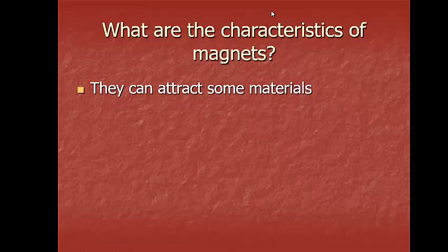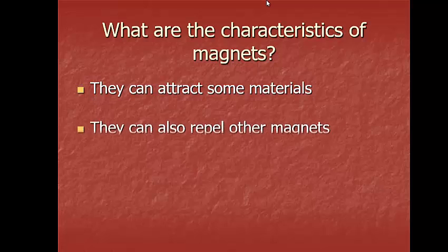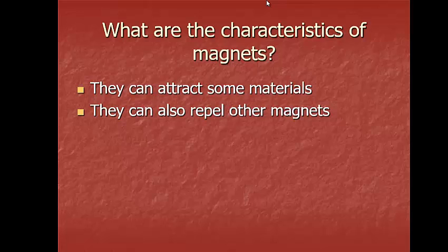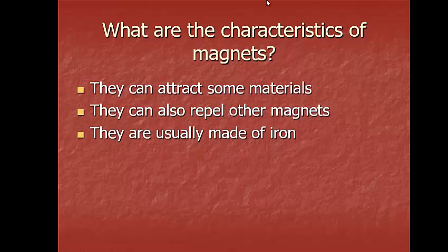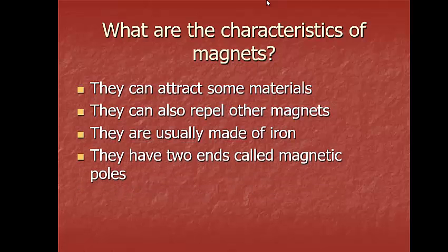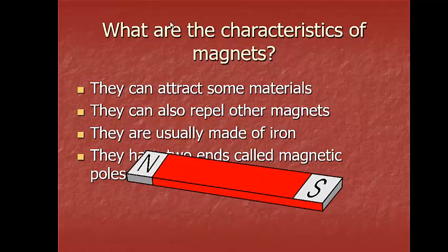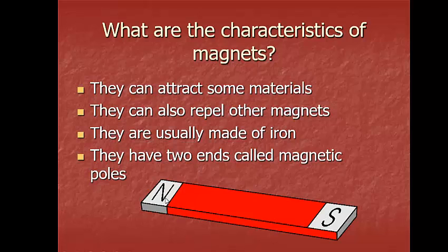So, the characteristics of magnets. You have to know that a magnet can attract some materials, but what materials can it attract? We will learn about it. It also can repel other magnets. Repel means it refuses other magnets. They are usually made of iron. So you have to know that magnets are made of iron. They have two ends called magnetic poles. Here are the two poles of the magnet. We have the south and we have the north. We call them poles.